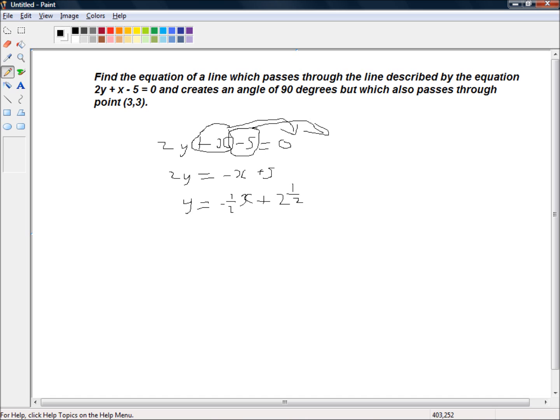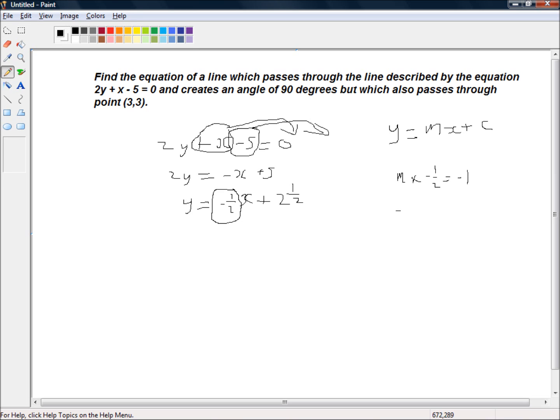Okay, don't let that fool you. It's not as complicated as it looks. The fact is, we just know that the slope is -1/2. So the line we're looking for is going to have a slope which, when multiplied by -1/2, is equal to -1. So the line we want is described by the general equation y equals mx plus c. And we know m times -1/2 is equal to -1.